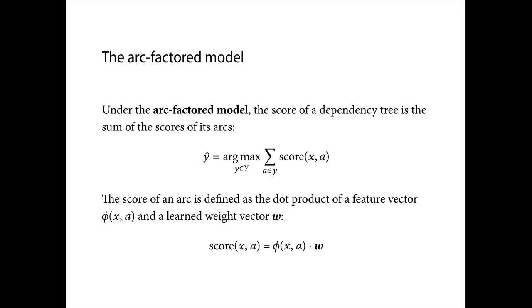The score of an arc then is defined as the dot product of a feature vector and a learned weight vector. So the feature vector will basically be translating the arc in the context of the sentence X into a vector representation, and then we will have a matching weight vector where every feature in the feature vector gets its weight, and then we will be multiplying these two together to get the score of the arc. This is the arc-factored model for dependency parsing.